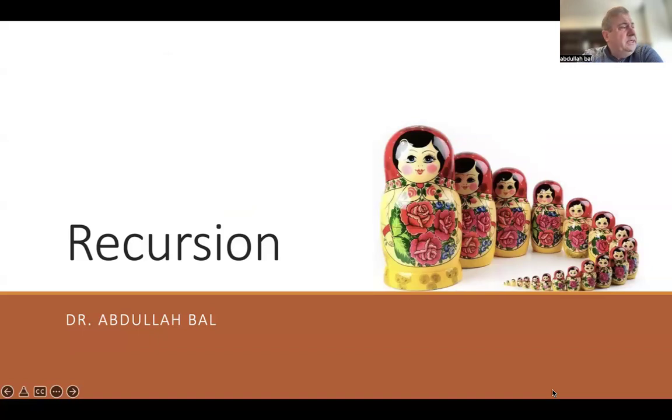Recursion. We can give an example for recursion as Matryoshka, Russian dolls. In Russian dolls, when you open one, you can see the second one. And when you open the second one, you will see the third one. So it will continue till we get the empty Matryoshka doll. We can call it recursive nature.